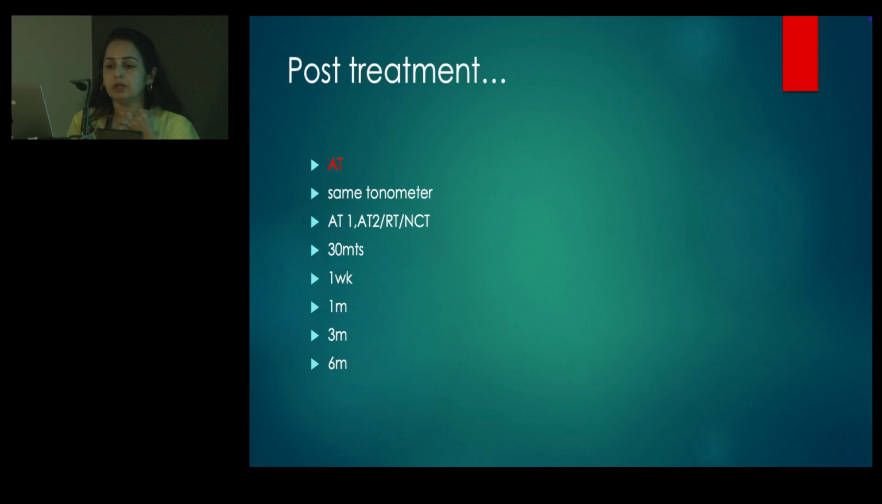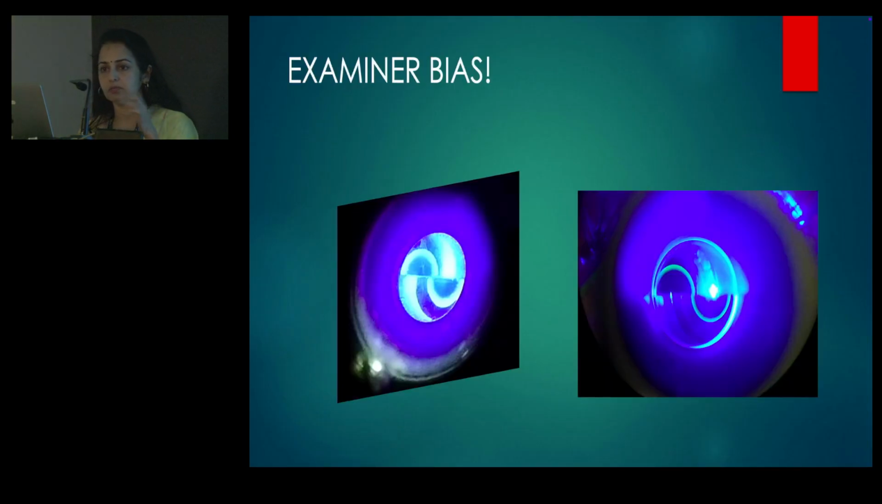Then I do it after 30 minutes, then after 1 week, 1 month, 3 months and 6 months. We have 2 years data and many a times there will be variations which should be recorded properly.